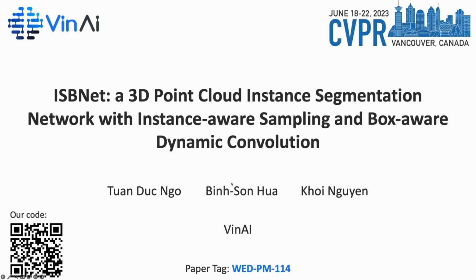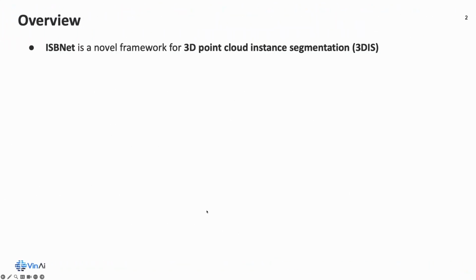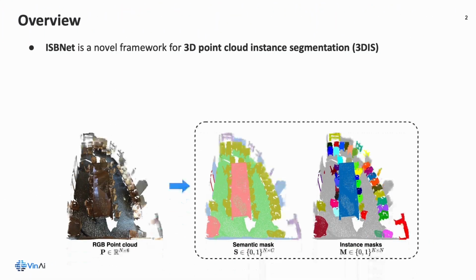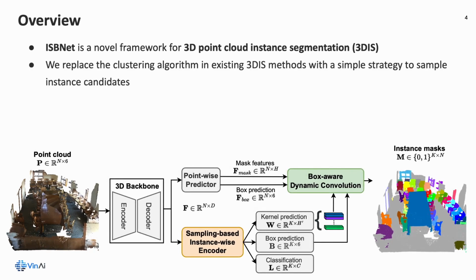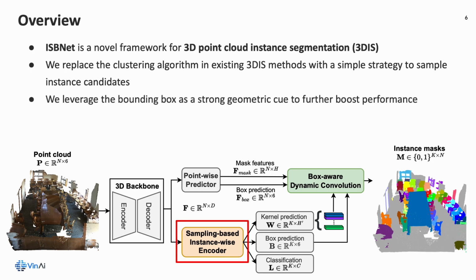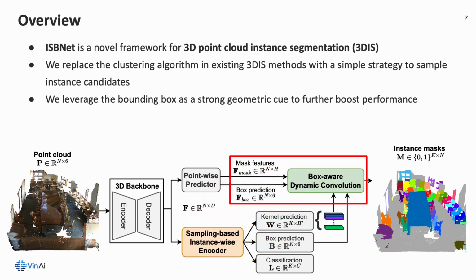We present ISBNet, a 3D point cloud instance segmentation network with instance-aware sampling and box-aware dynamic convolution. In a nutshell, ISBNet is a novel framework for 3D point cloud instance segmentation, 3DIS. First, we replace the clustering algorithm in existing 3DIS methods with a simple strategy to sample instance candidates with high recall rates. Second, we leverage the bounding box, deduced from mask annotations, as a strong geometric cue to further boost performance.